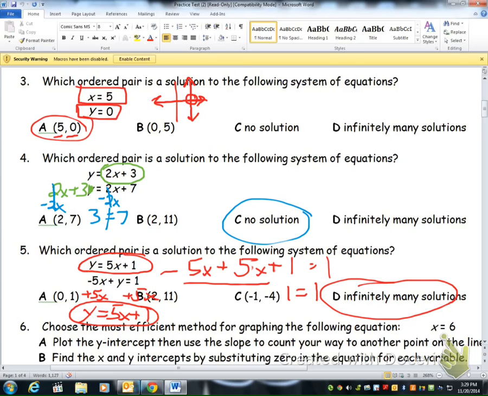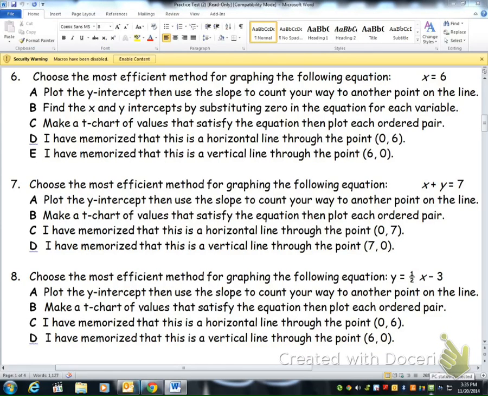Alright, so let's look now at 6 through 8. They are all talking about the best way to graph these equations. We've talked about this a little bit in class, and you may have a preferred way, but there's a best way, a way that's easiest for each one.